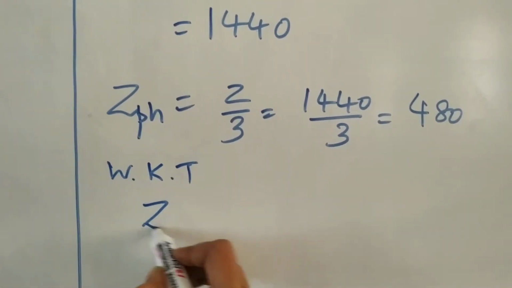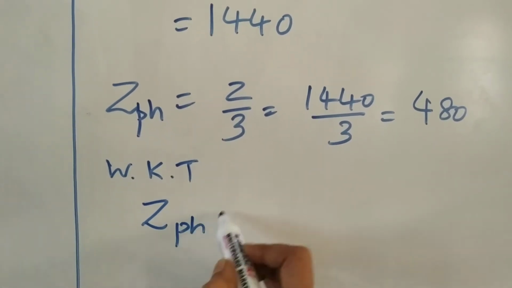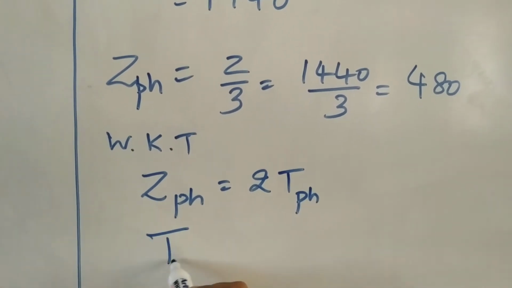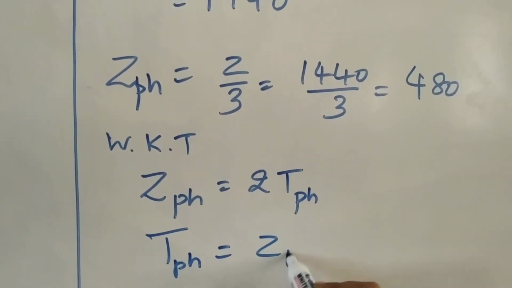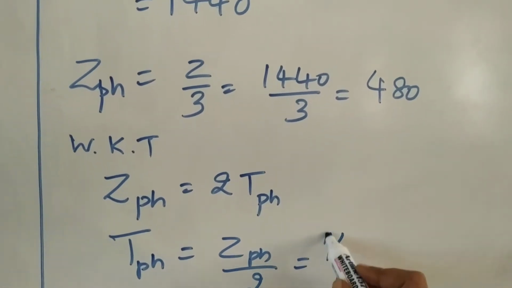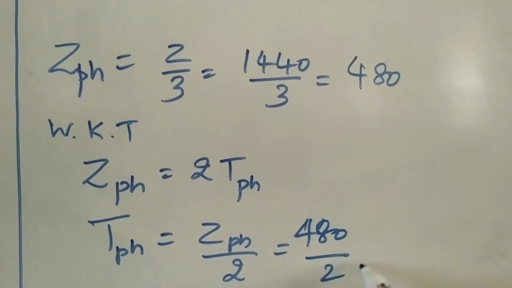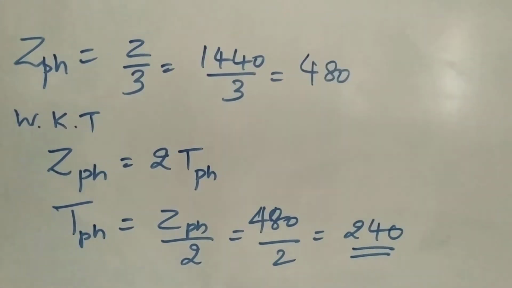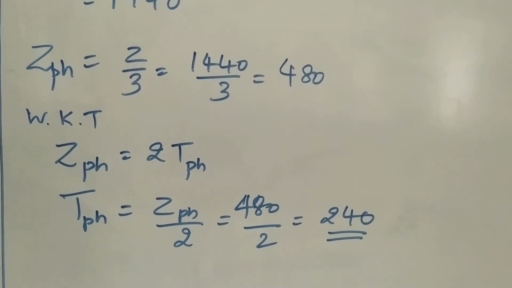Now as we all know that Z is equal to 2 times of T phase. So therefore T phase is equal to Z phase divided by 2. So therefore 480 divided by 2 is 240. So this will be the turns per phase which we have to substitute in the EMF equation.